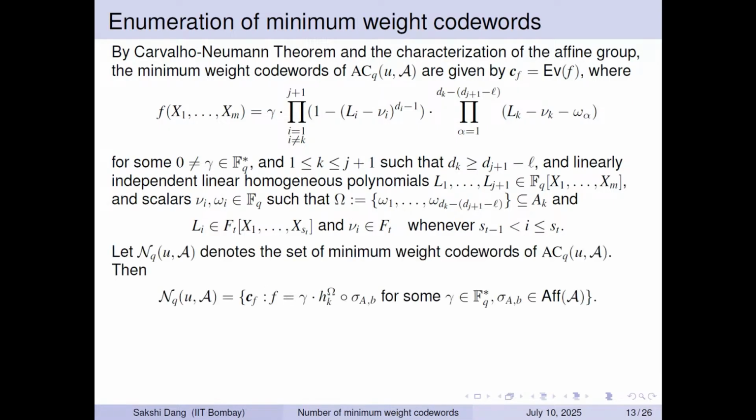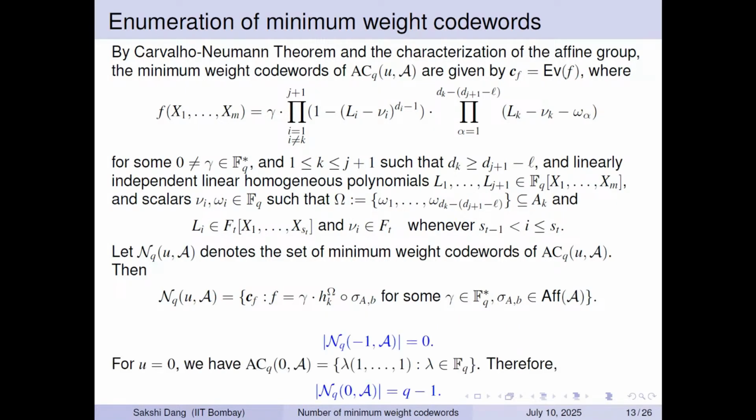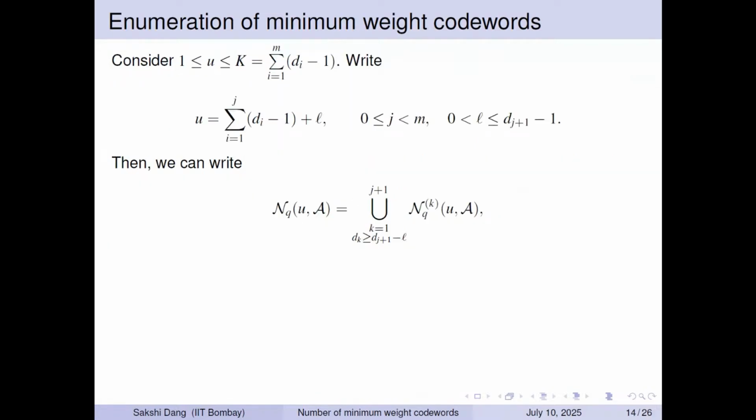And if we denote by N_q(u) the set of minimum weight codewords of the affine Cartesian code of order u, then it is easy to see that when u is equal to -1, that's just the zero space, and there is no minimum weight codeword. And when u is equal to 0, it's the repetition code, and therefore the number of minimum weight codewords is q minus 1. So now we consider the case when u is between 1 and K. We write u of this form, where j and l are uniquely determined using the generalized division algorithm.